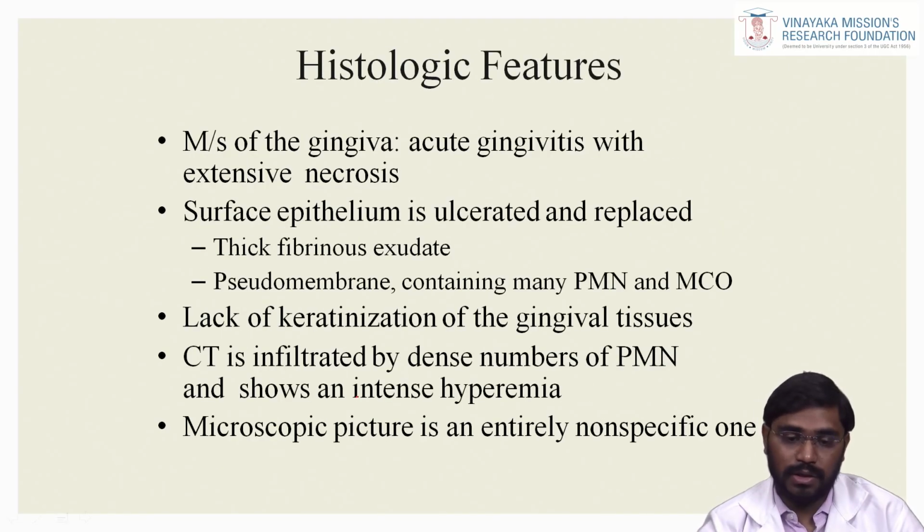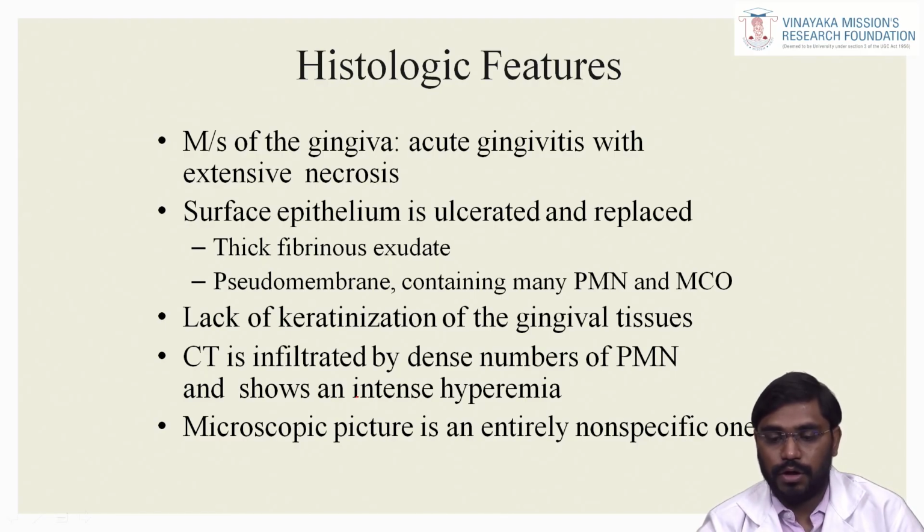So coming to the histopathological features, acute gingivitis with extensive necrosis will be seen. The surface epithelium is usually ulcerated and replaced with a thick fibrinous exudate, which is a pseudomembrane containing many polymorphonuclear neutrophils and macrophages. There is a lack of keratinization of the gingival tissues. Connective tissue is infiltrated by dense numbers of polymorphonuclear neutrophils and shows an intensive hyperemia. Microscopic features are entirely non-specific.